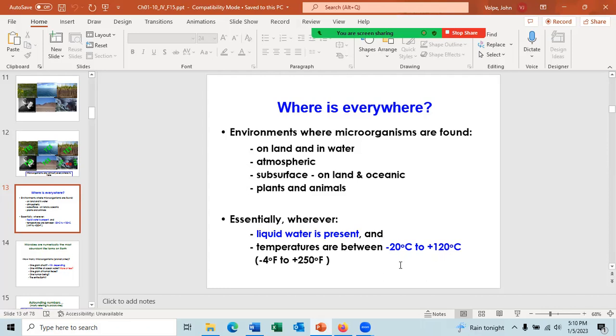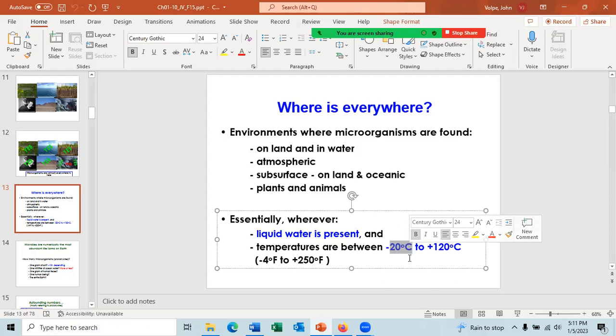Remember, boiling water is at 100 degrees Celsius and freezing water is at 0 degrees Celsius. So the temperature range where we find life is minus 4 degrees Fahrenheit to 250 degrees Fahrenheit. The things that are living at minus 20 degrees Celsius have their own internal antifreeze so that they are able to be metabolically active at that temperature. Below that, something may be alive, but it will be frozen and not metabolically active. Any question about that?